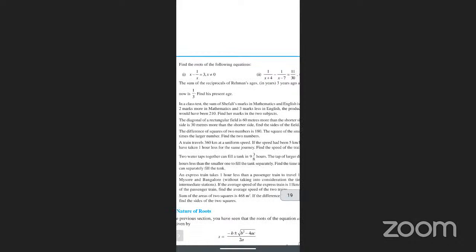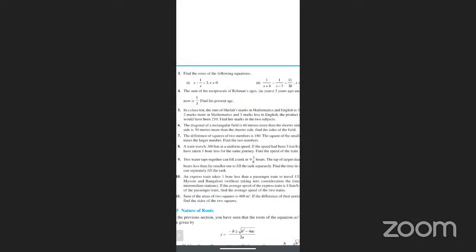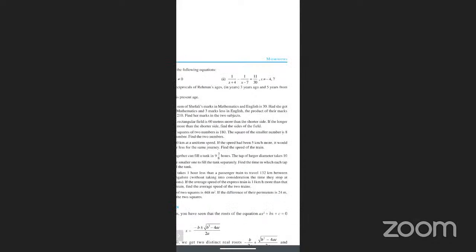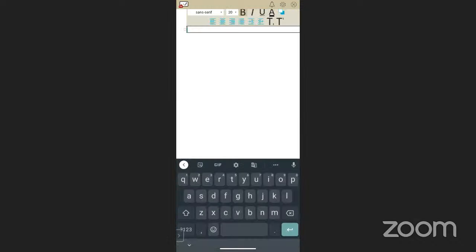Now let us take from this assumption. Since the smaller number is compared with the larger number, the square of the smaller number is 8 times the larger number they are speaking about. So let us make the larger number as x. Then we can find it out. Let us write this larger number from question number 7. Wait just a minute.